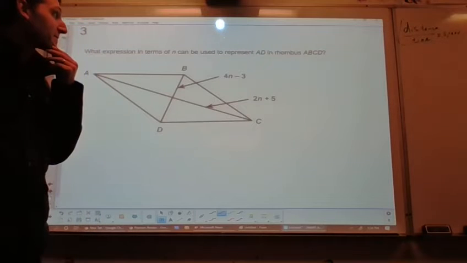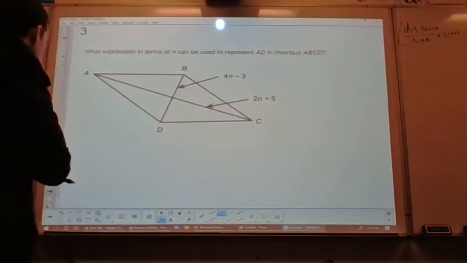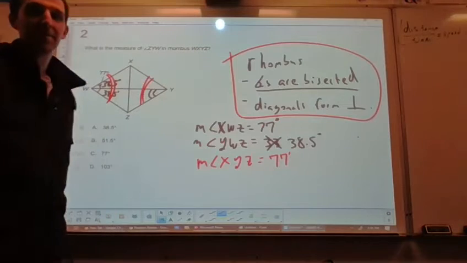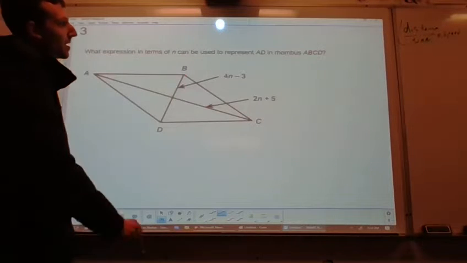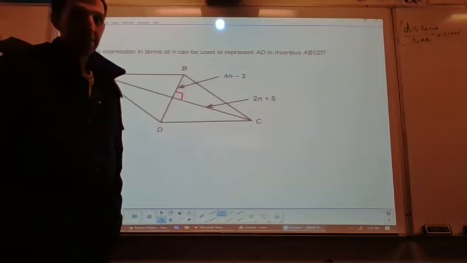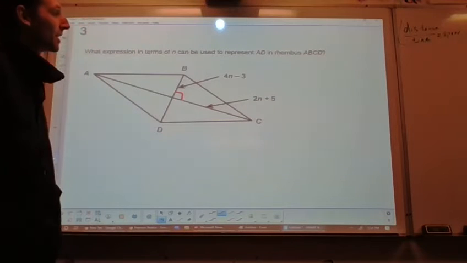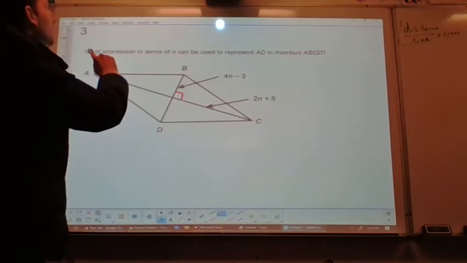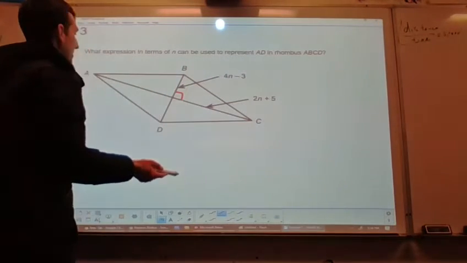All right, so we got this rhombus. Remember, rhombuses have two properties that are special, the same two as before. And so that's going to be really helpful in this one because, boom, the diagonals form right angles, they're perpendicular, and so because of that, we have a right triangle here, and we're looking for, okay, what expression in terms of n can be used to represent AD.